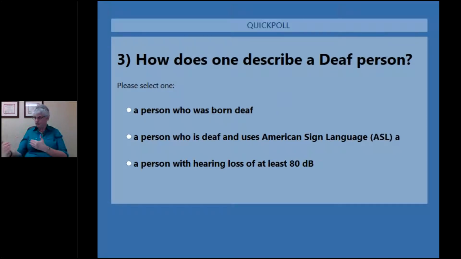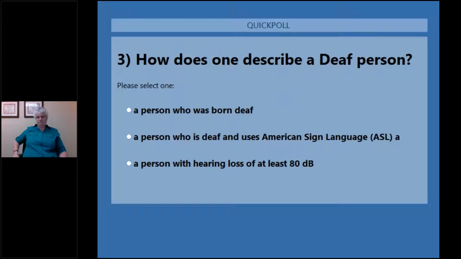Okay, everybody, we have poll number 3. Poll number 3 question says, how does one describe a deaf person? And you have 3 options: a person who is born deaf, a person who is deaf and uses American Sign Language, ASL, or, excuse me, a person with hearing loss of at least 80 decibels.